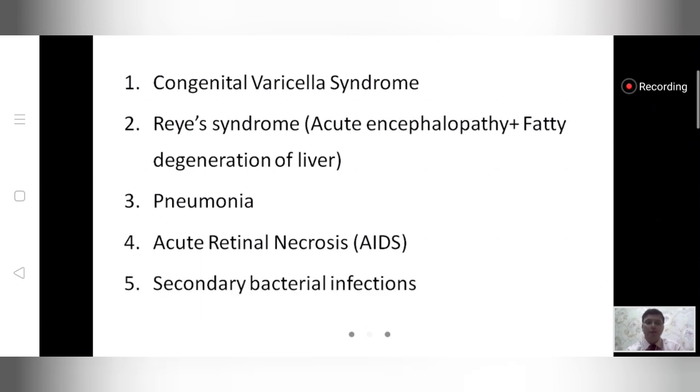Secondary bacterial infection: the lesions on the skin already have multiple staphylococcal and streptococcal bacteria, and the child scratches because of the pain and itch, and from the other side, the normal skin gets inoculated and develops bacterial infection. Thereby, we may need antibiotics also in patients with chickenpox.